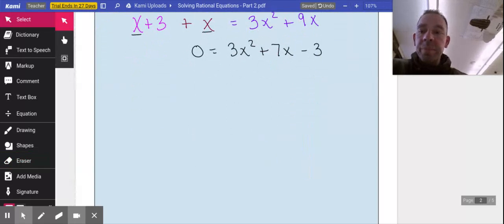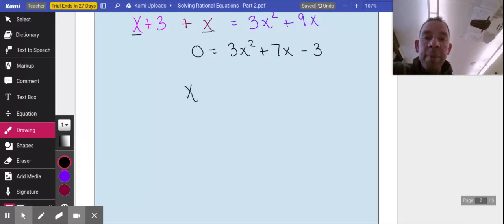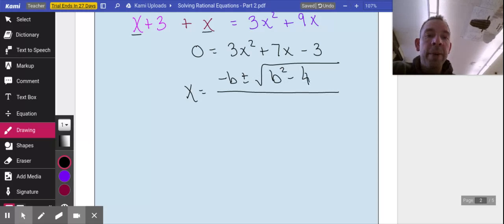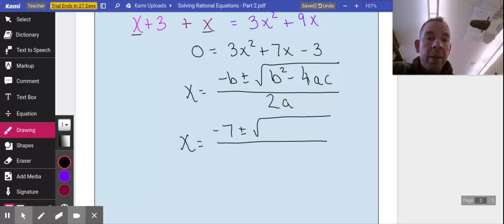All right. So real quick recap, our quadratic formula is going to be -b plus or minus the square root of b squared minus 4 times a times c over 2a. And let's see, we're going to substitute a 7 for b, and 7 squared makes 49. And we'll substitute a 3 for a and a -3 for c, all over 2 times 3.